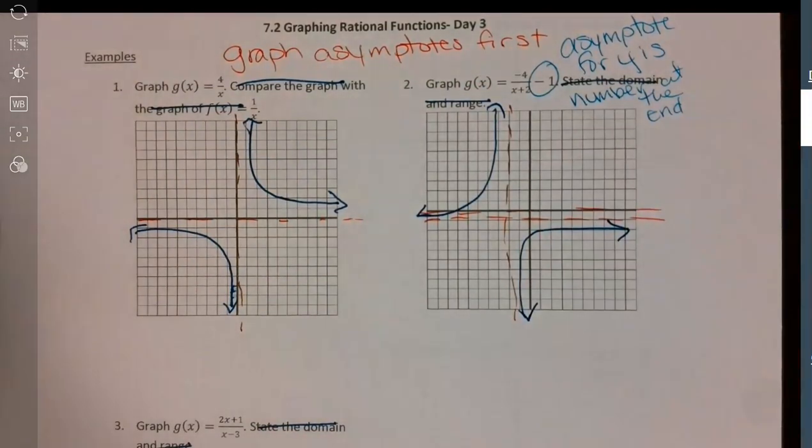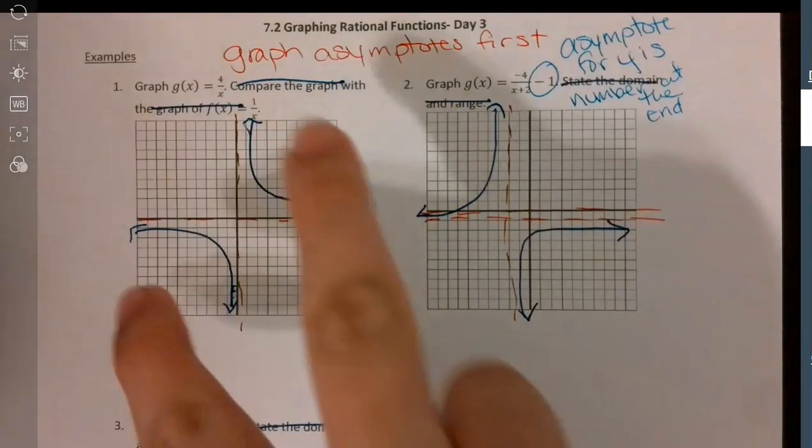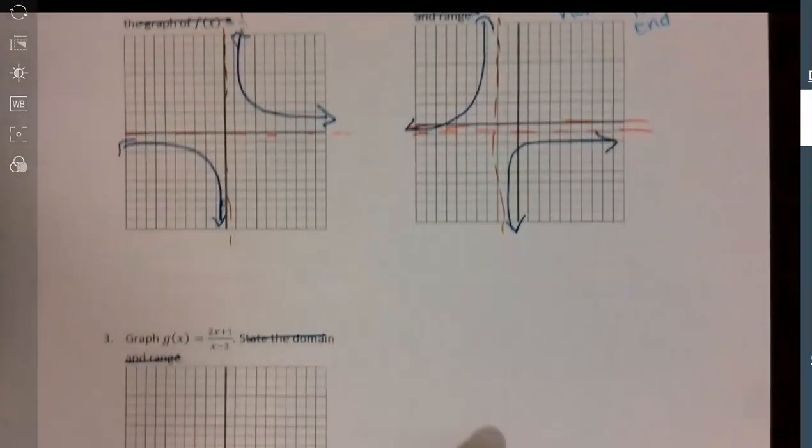So when we are working with rational graphs, they appear in diagonal pieces of the asymptotes. So they're always across from each other this way or across from each other that way.